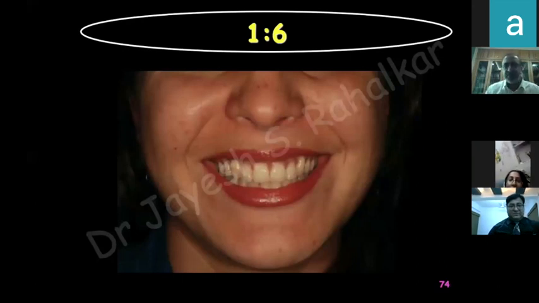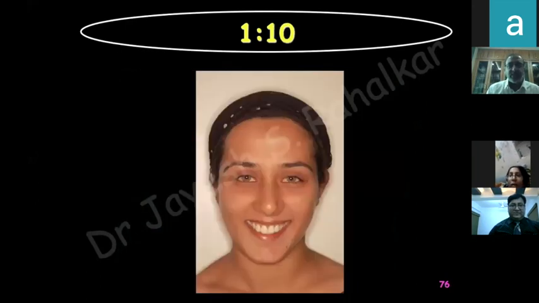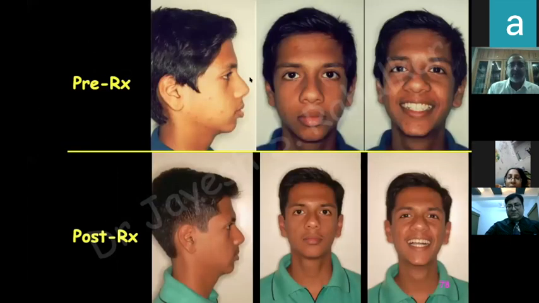I'm going to just finish in 3 minutes. This is 1:6 magnification. This is 1:8. This is 1:10, and this is 1:12. So if you have a different magnification in the pre-treatment and a different magnification in the post-treatment, it will not be accepted.